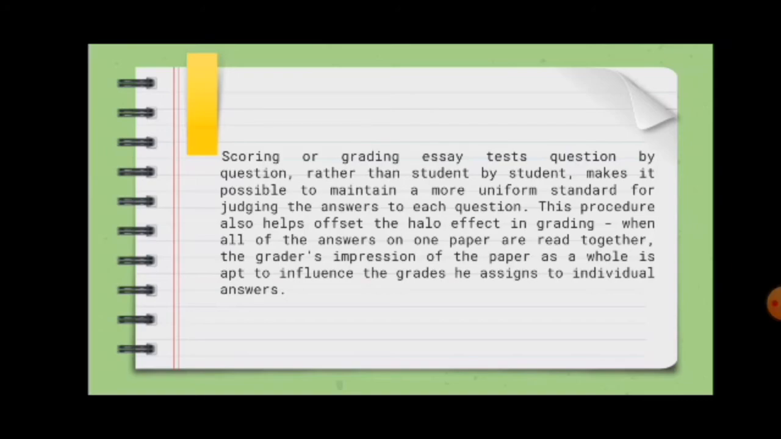So in number 5, grading is usually checked question by question rather than student by student, and you also see the halo effect. The halo effect on the students' grades is caused by biased perceptions of the teacher towards the students, which may be conscious or unconscious. This means a positive or negative perception of the students.